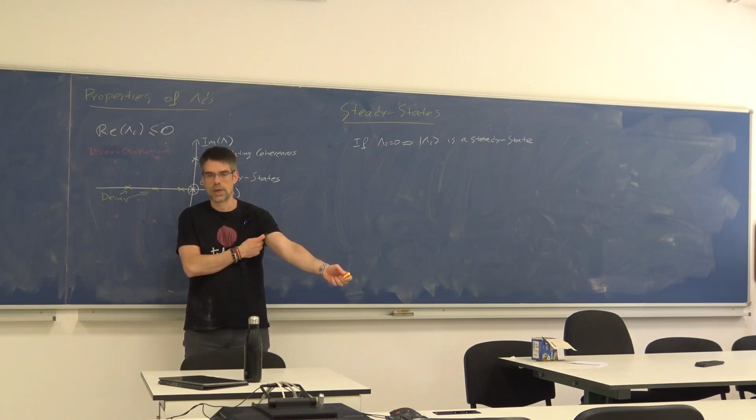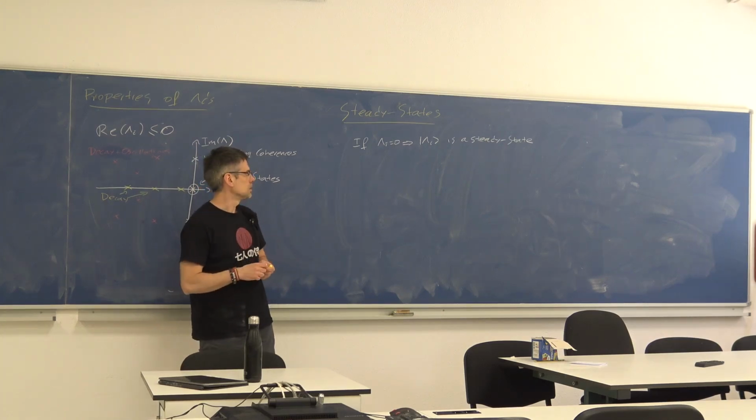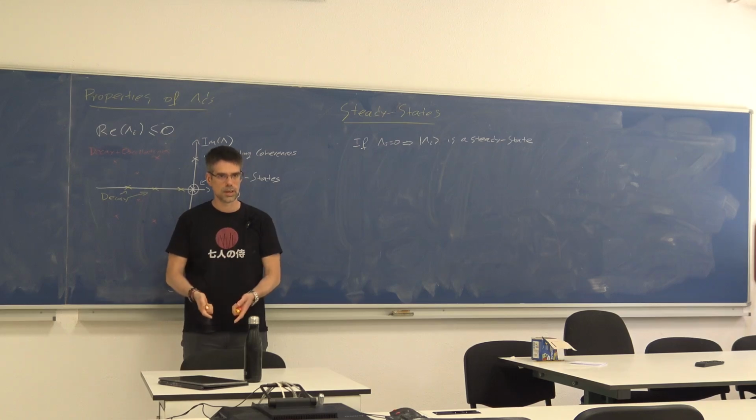In a paper of mine, there are only some very weird counterexamples. They're coming from symmetries. But in general, you take a system, you diagonalize, you take the 0 eigenvalue, you take the eigenvector, this is a steady state.